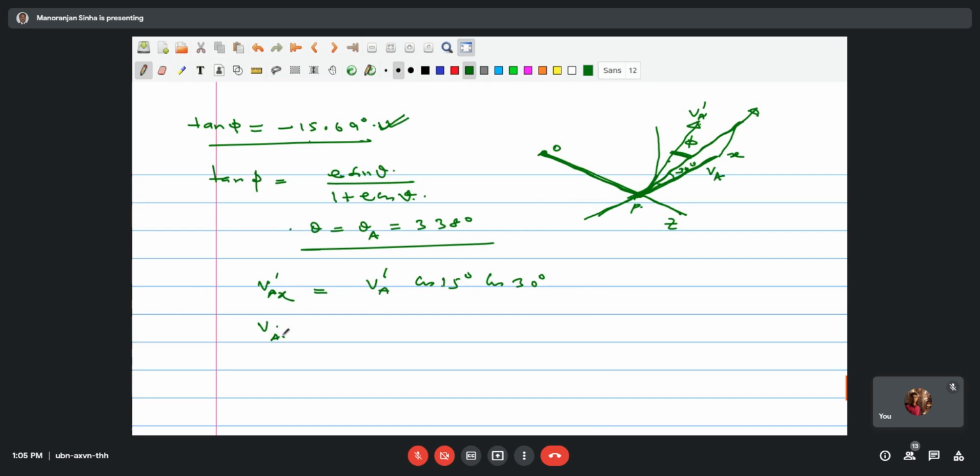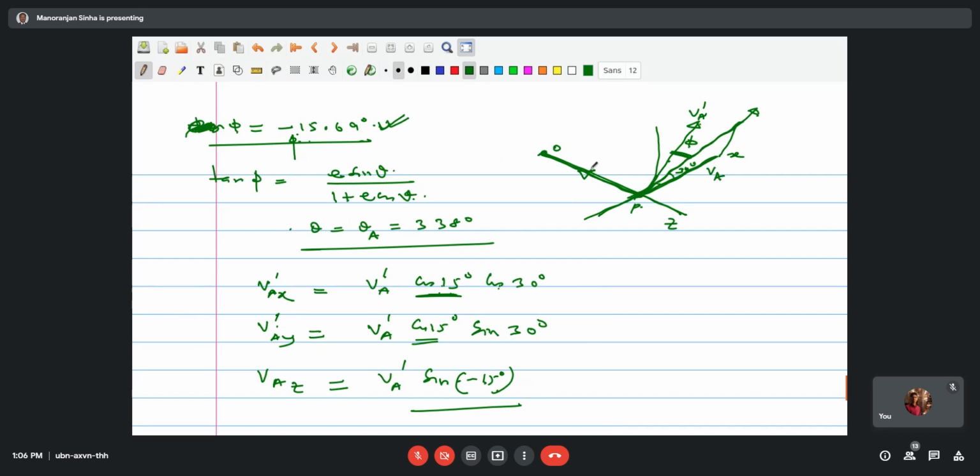Similarly, VAY is VA prime cos 15 degrees, then sine 30 degrees. Because phi comes with a minus sign, it is a negative angle, phi equal to minus 15 degrees. A negative angle does not make any difference for the cosine, so this remains as it is. And VA prime HZ becomes VA prime sine minus 15 degrees. So you can see that in this case, the impulse is required inward along the z direction.